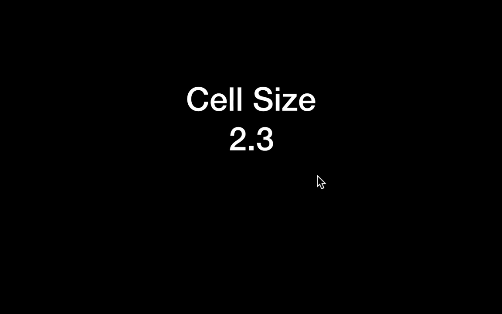Today we're going to be talking about cell size, which in terms of AP curriculum is 2.3. Very important principle and concept in biology. The cell is going to be very much limited in terms of how big it can be, and I hope that will be clear by the end of this. So let's get into it.